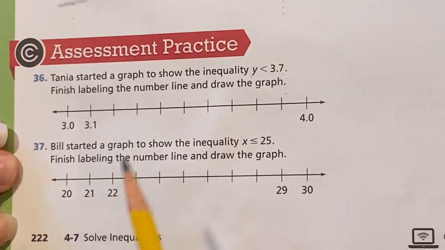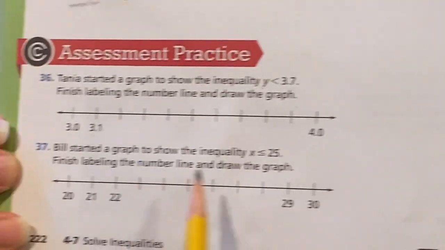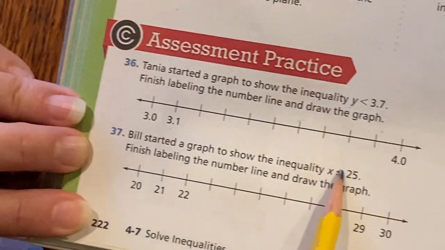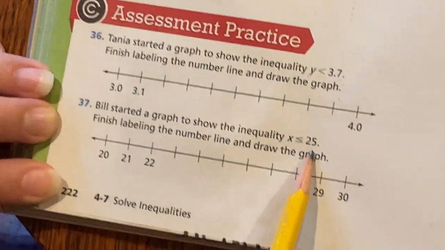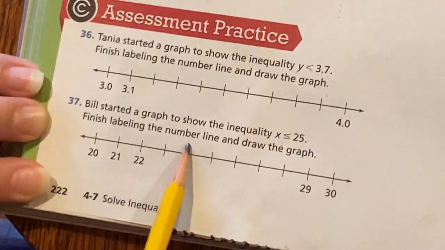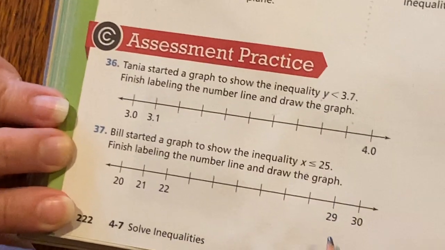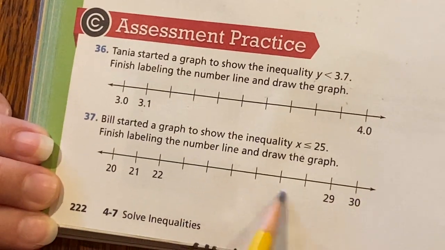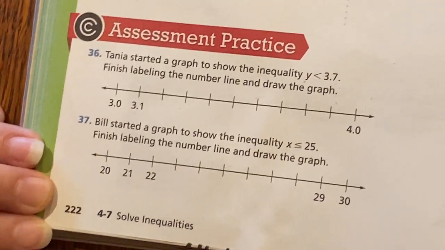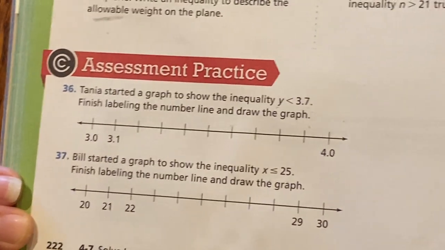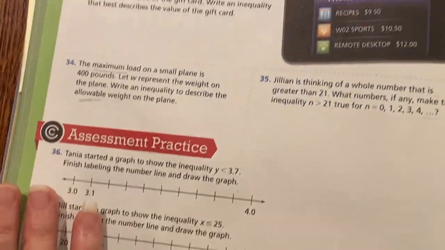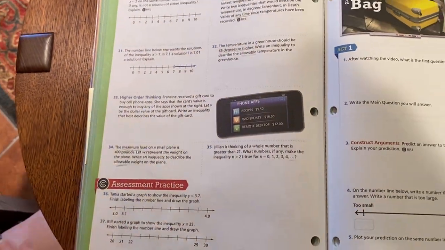For number 37, Bill started a graph to show the inequality x is less than or equal to 25. Finish labeling the number line and draw the graph. So that's just like 36. You're going to complete this number line and then show the inequality on it. All right, so pause the video here, complete these problems, and start it up again when you're ready to check your answers.